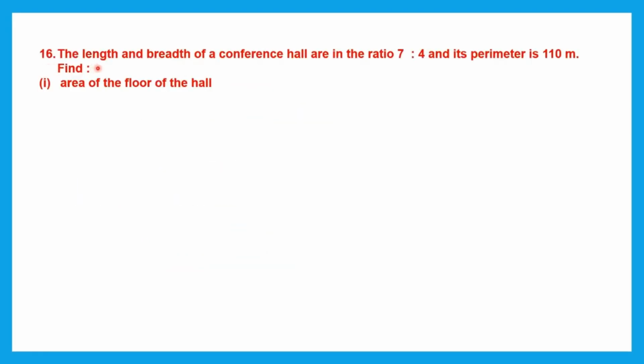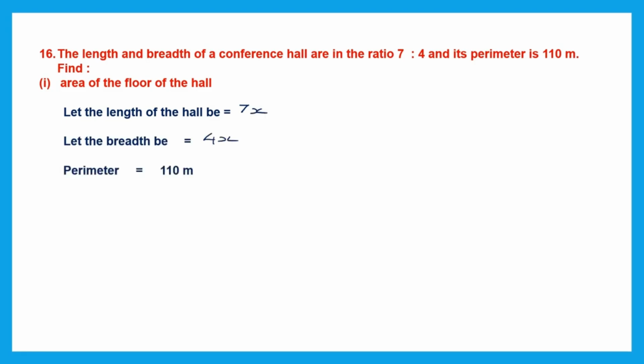Question 16. The length and breadth of a conference hall are in the ratio 7:4, and its perimeter is given to us. First, we have to find the area of the floor of the hall. So let's consider the length of the hall to be the first term of the ratio, that is 7x. And then let the breadth be 4x. Now what is given to us? The perimeter is given to us as 110 meters.